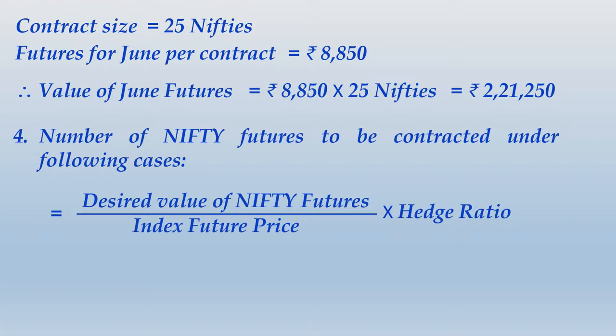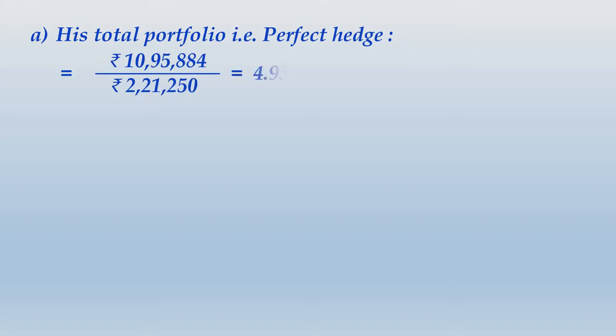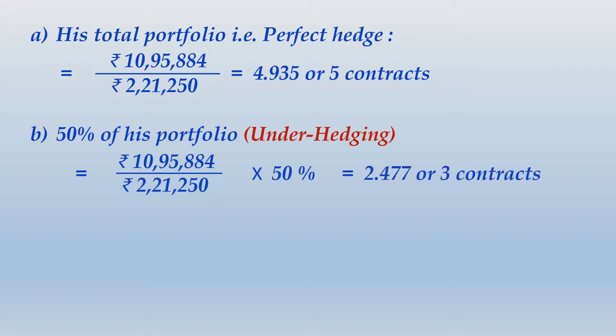All right, friends, I'm sure you have taken the screenshot of this. Moving forward, we make the computation. If he wants to hedge his entire portfolio, you will simply take 10,95,884 divided by 2,21,250. That will be 4.935 contracts. Now that is not possible, so you have to round it off to 5 contracts. If he wants to hedge only 50% of his portfolio, then it would amount to under hedging, where you would take 2.477 contracts. Again, you have to round it off to 3 contracts.